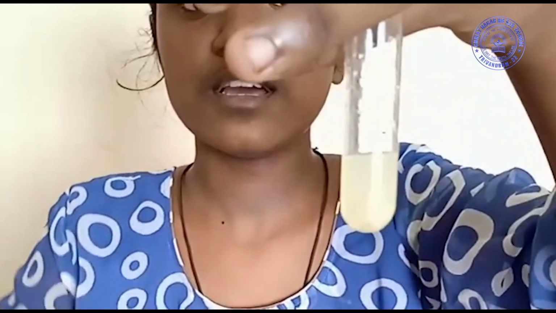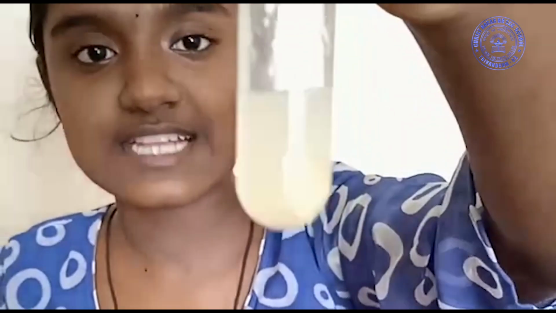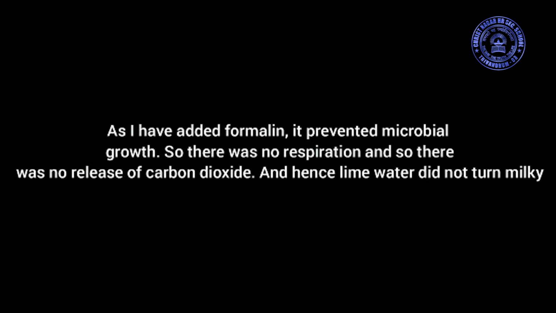So when I tilted flask A into the test tube containing lime water, the lime water turned milky. But this is the lime water which I used for testing flask B, and here we can see there is no change in the lime water's color. The lime water didn't turn milky, and it was boiled dead seeds. So this is flask B's lime water.